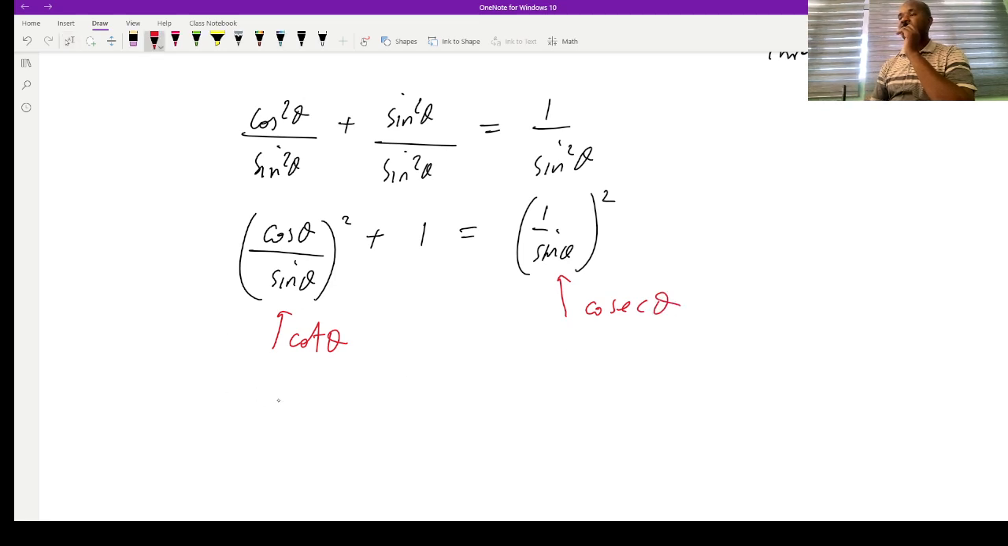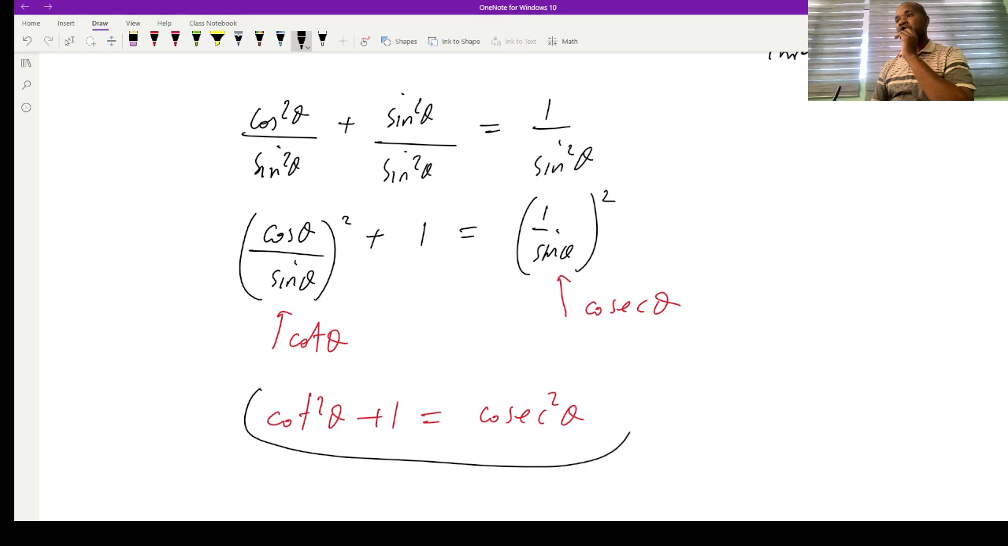So the identity to come from this one here is cot square theta plus 1 equals cosec square theta. And this is the third identity. This is actually the third identity we are using, and this is going to be one of the identities to be used in most of the questions in this topic, dear students.